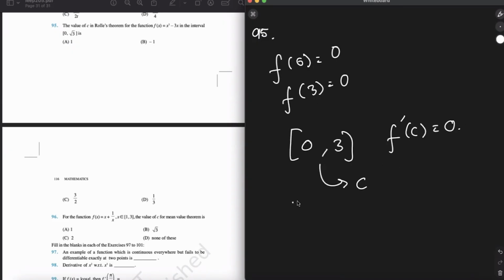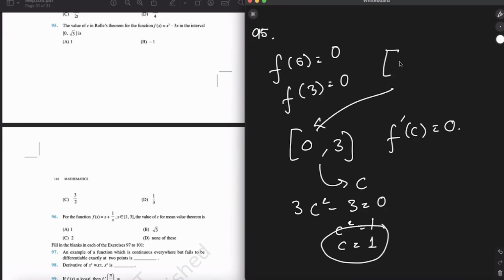So if I differentiate it, I'll be left with 3c square minus 3 equal to 0. c square is equal to 1 and c is equal to plus minus 1. But only plus 1 will be in the interval, so the value where Rolle's theorem is applicable will be at x equal to 1. And why not at x equal to minus 1? Because the domain that you have been given here is 0 to root 3. So this value c will come between these. Suppose this is 0, this is root 3, so somewhere here this value will come. So it can only be plus 1. It cannot be minus 1.